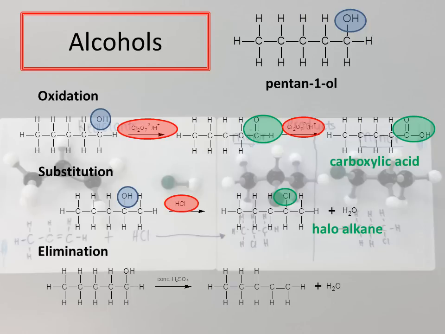So in this case, it's going to take away the OH here and the adjacent hydrogen. It's going to take both of them away to remove our water, and it's going to make what we call an alkene. Okay, so that's alcohols. These are the characteristic, most important reactions that we need to know.